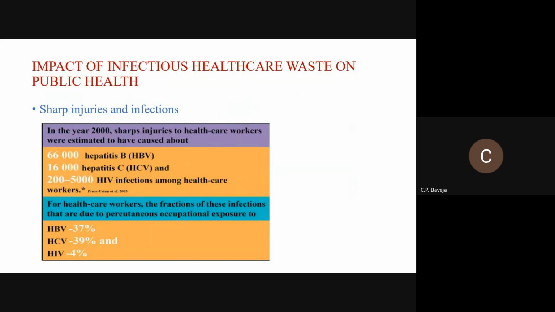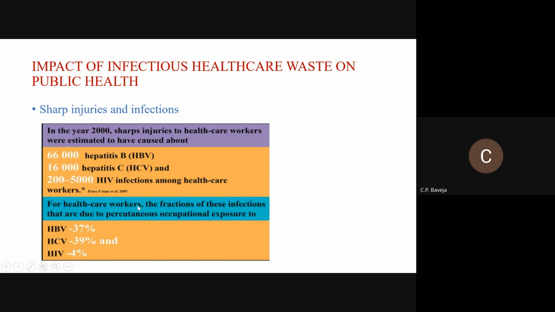Then, impact of infectious healthcare waste on public health. Sharp injuries and infections can occur. This is some data: in the year 2000, sharp injuries to healthcare workers were estimated to have caused about 66,000 hepatitis B, 16,000 hepatitis C, and 200 to 5,000 HIV infections among healthcare workers.